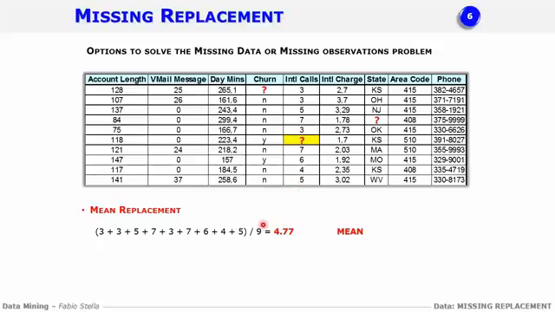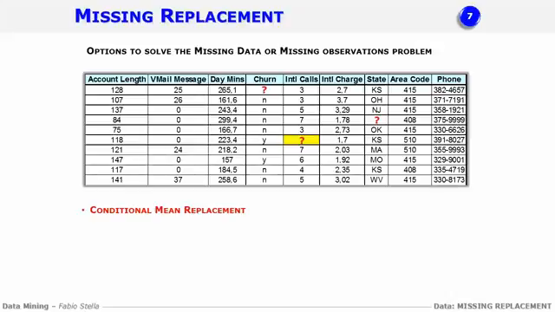In this case, we have that the mean is equal to 4.77. Therefore, the missing value associated with the sixth record for the international calls attribute will be replaced with the mean, so with 4.77.